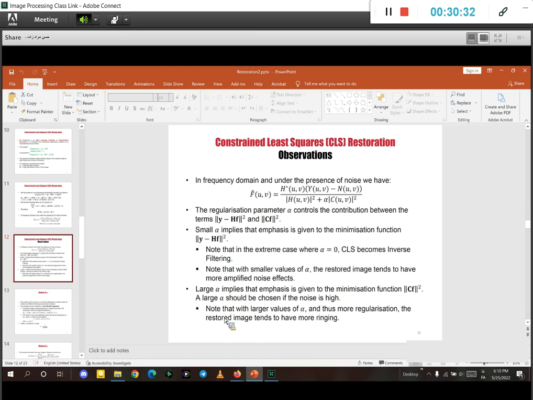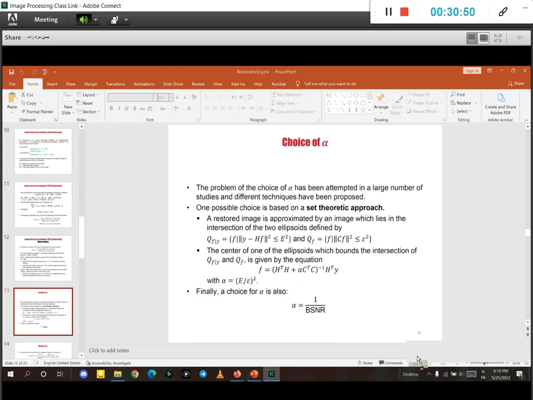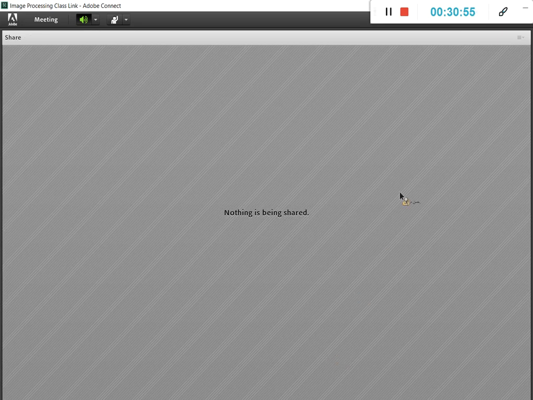Note that with larger values of alpha and thus more regularization, the restored image tends to have more ringing, some ring effect. We are here, but because of the bandwidth, I go back to the file. Okay, stop sharing, and I go back to share the document, Restoration 2.